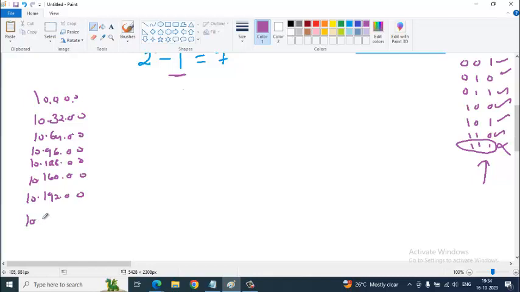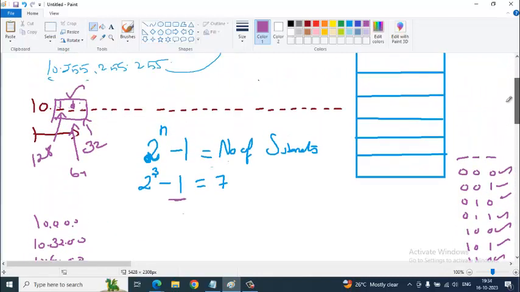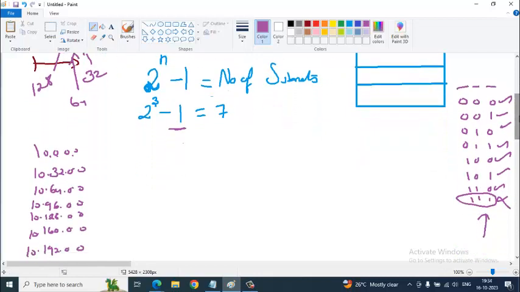Now I want you to write this one also, which is 10. If it is all 1s, you'll get 224.0.0. And you put it like this, we don't use this. And how do you get 224? By adding 128 plus 64 plus 32. Fine.